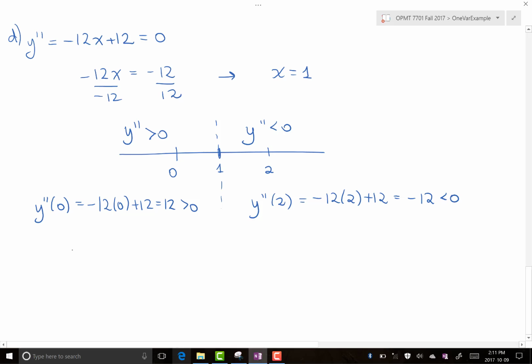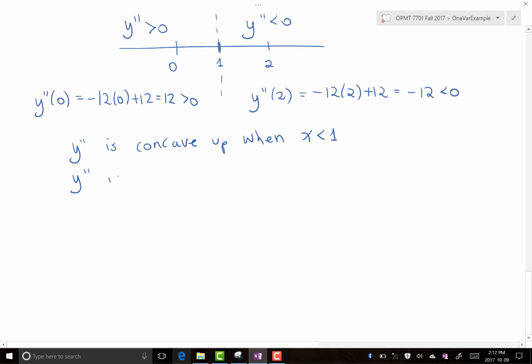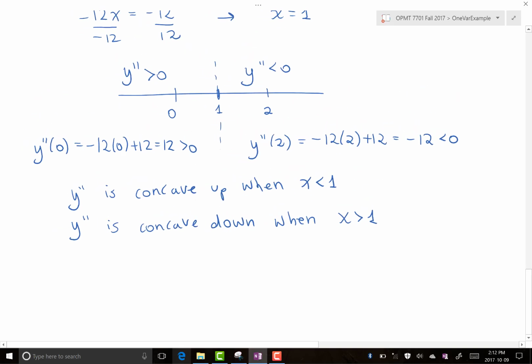What that means is that y double prime is concave up when x is less than 1, and y double prime is concave down when x is greater than 1. Again, concave up means it's opening upwards, and that means that y double prime is positive. Concave down is when y double prime is negative and it's opening downwards.